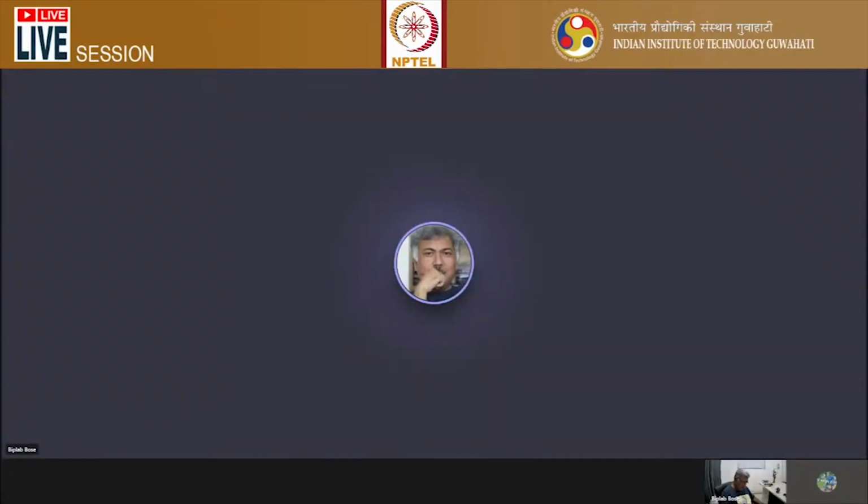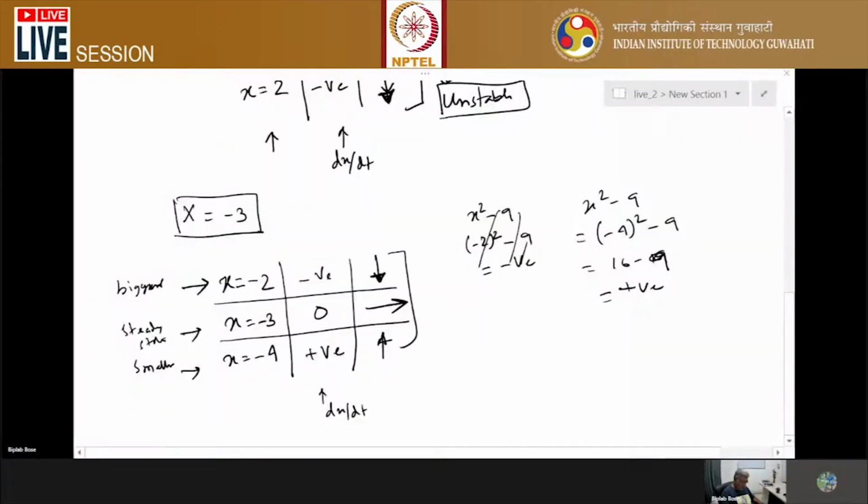In the earlier case, when x equal to 3, both the arrows were moving away from the steady state. So that's why it was unstable. But in case of x equal to minus 3, both the arrows are pointing towards the steady state. So it must be stable, right? So let me write it down as stable. This is my stable steady state. So x equal to minus 3 is stable, x equal to 3 is unstable.